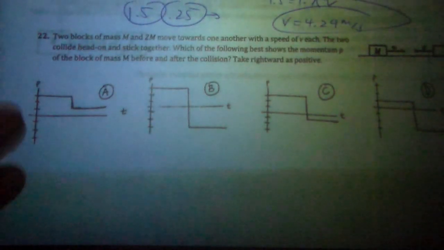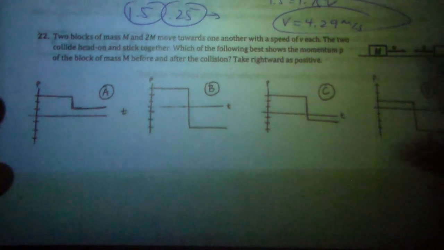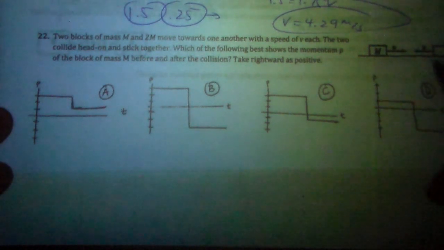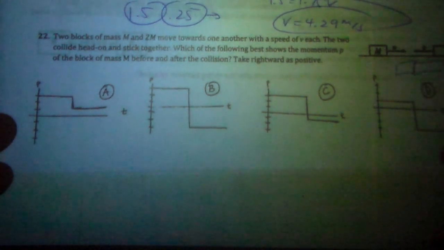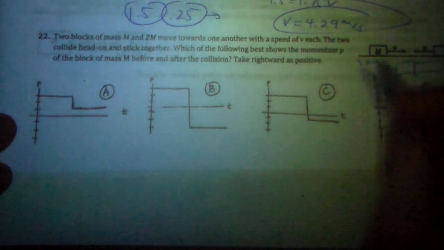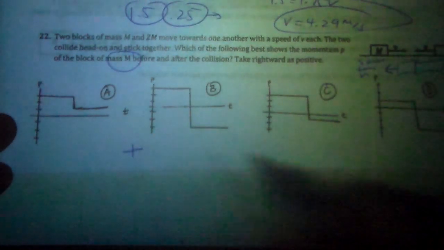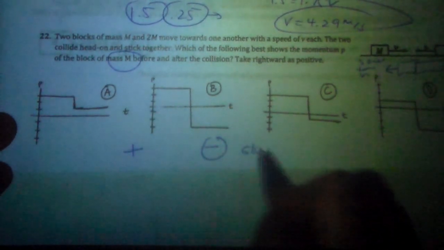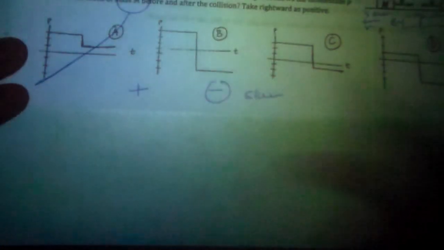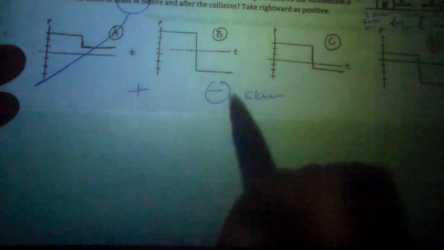Two blocks of mass m and 2m move towards each other with a velocity of v. They collide and stick together. When they stick together, this one has more mass, so they'll be going this way and slower than v. I want to know about m. So m starts positive and then ends negative, but slower. So we can cross off these. All of these start positive and end negative, but I want to end slower than before.